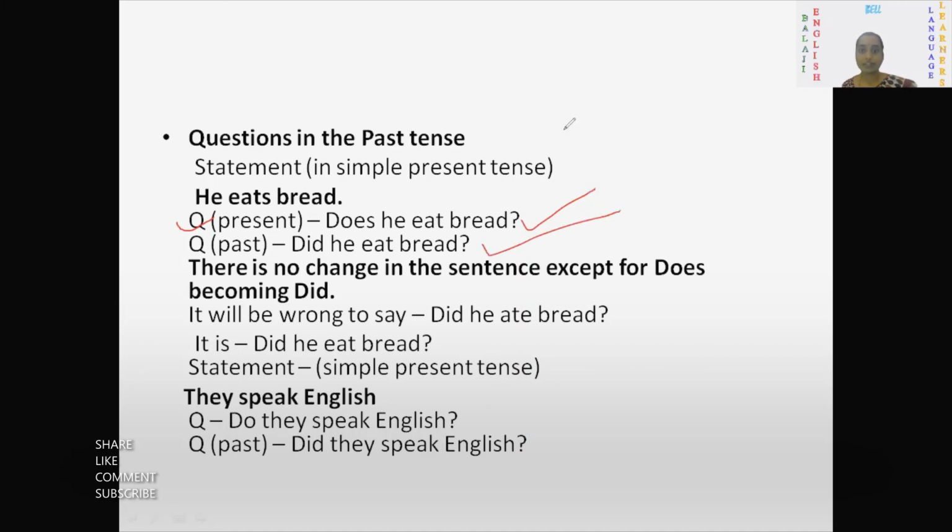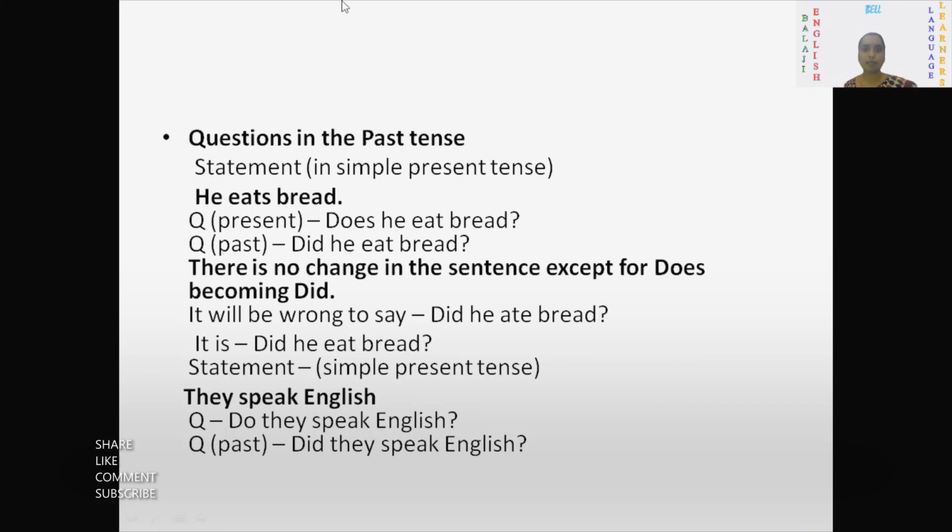Okay, for questioning words like this, we are using does and did both. For this, we are using does he eat bread? Did he eat bread? Now there is no change in the sentence except the words we have changed from does to did. Does became did, but we did not change anything else. See that: he, eat, bread, as it is. From present to past, we changed the form of the questioning word because in the past we always use did. I told you.